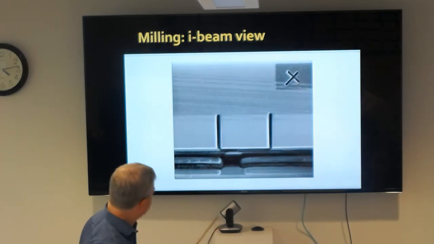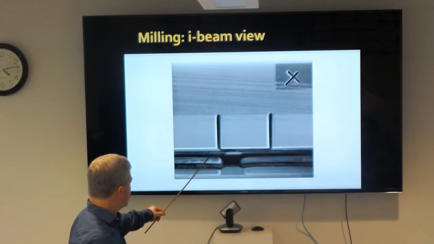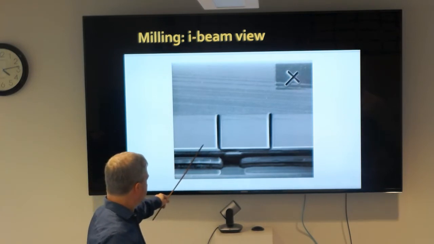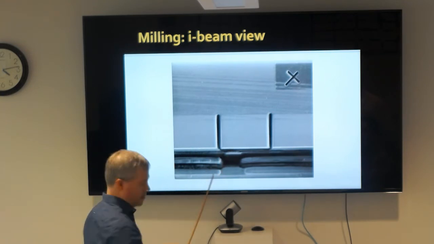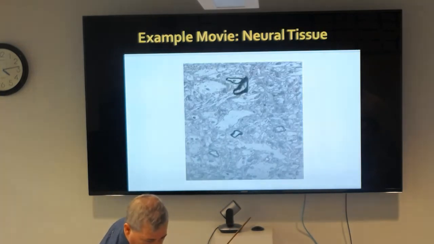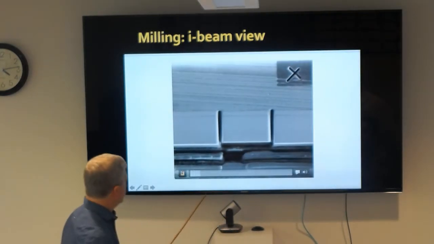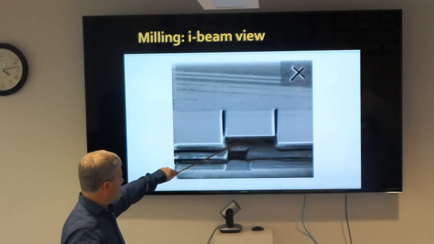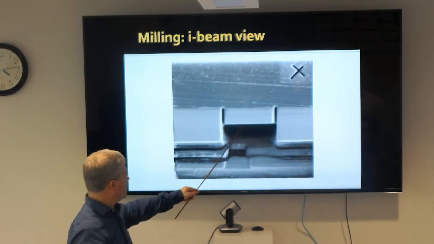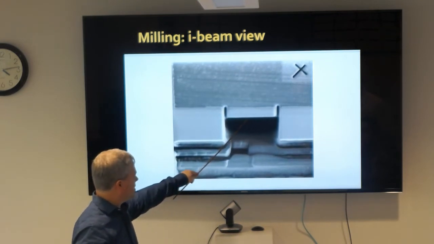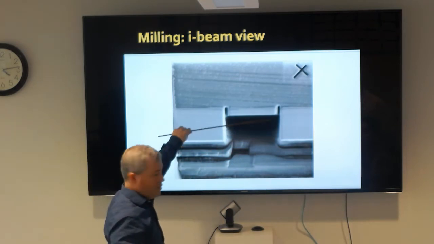And here's a little movie of a sample that we imaged. This is viewing it just with the ion beam. The ion beam is going to start cutting here and work its way in. It cuts in maybe 10 or 20 nanometer slices, and each of these slices it will then image with the electron beam, and then you get a 3D reconstruction of this entire volume.